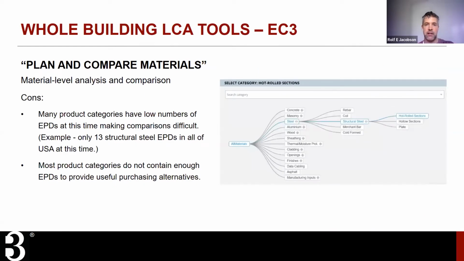On the con side, again, as I mentioned, many of the product categories have pretty low numbers of EPDs. One unfortunate example is the structural steel. There's only 13 in all of the USA at this time. So, ideally, you'd be able to dive into this tool and pick out some steel from a certain manufacturer and then record that in your whole building analysis as savings. But that's probably not going to be likely until more EPDs are loaded into this.